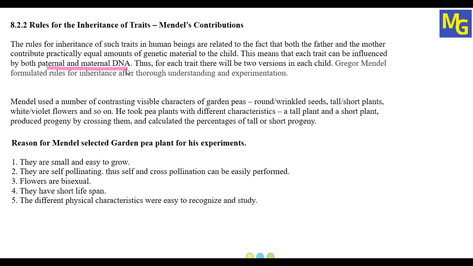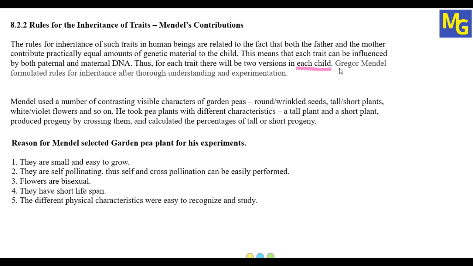It means whenever a male gamete and a female gamete fuse, both will have 23 chromosomes. The 23 chromosomes will mix up, fuse, and we will get 23 pairs of chromosomes. So whatever traits we have, maybe skin color, maybe hair length, maybe eye color, for every trait both the paternal and maternal DNA are responsible. But whichever is dominant will be seen in the individual. Thus, for each trait, there will be two versions in each child, dominant and recessive.